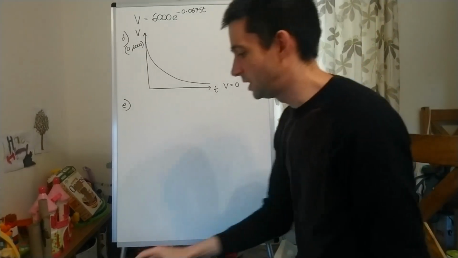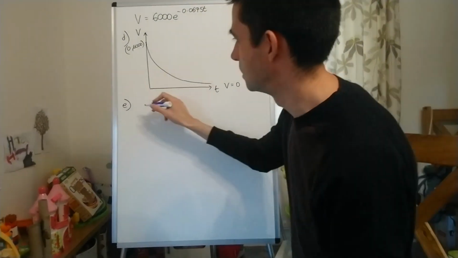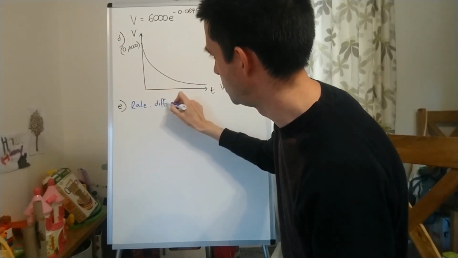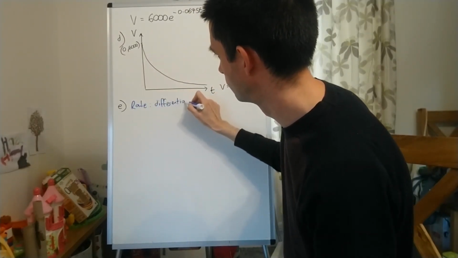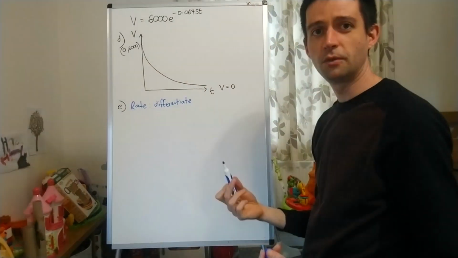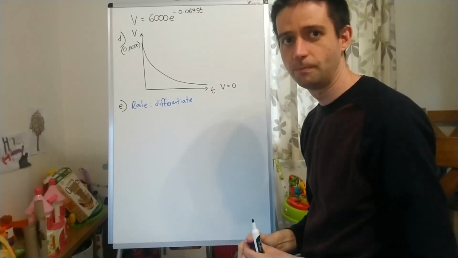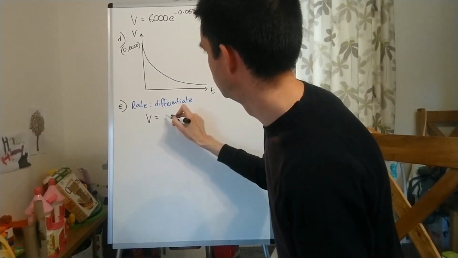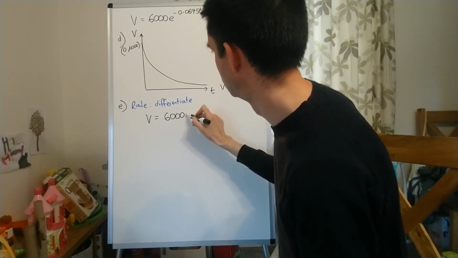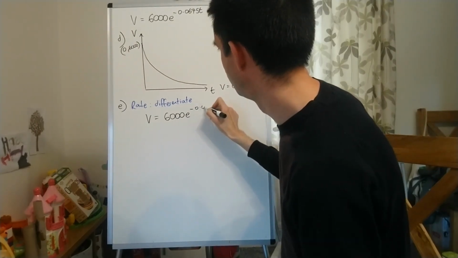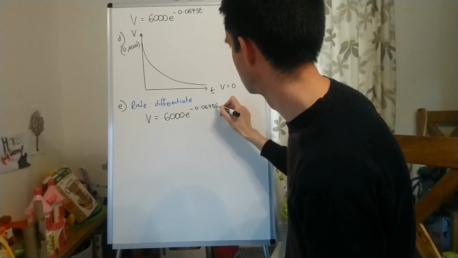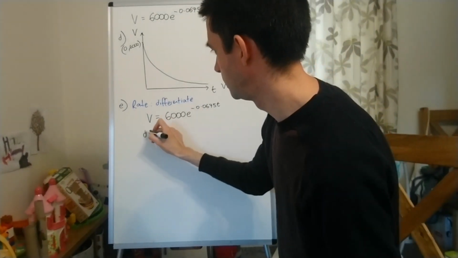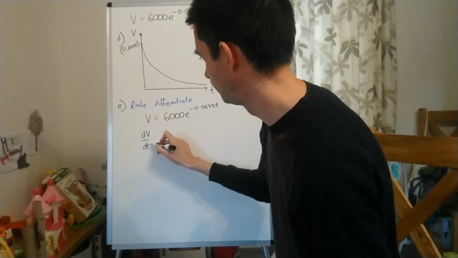Okay. Final part, the rate at which the value of the bike is decreasing. Now, what I want you to get into the mindset of is that whenever you see the word rate, you interpret that as differentiate. Rate of change, differentiation, it's all about rate of change. Now, what I'm going to do here to find the rate of change is differentiate v with respect to t. So it's going to give me dv/dt.